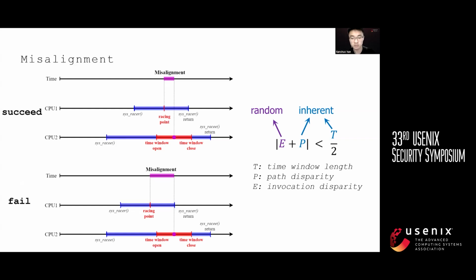This inequation explains why a bug with a larger time window is more prone to triggering. It's because the time window length and the path disparity are inherent to the bug context, while the invocation disparity is a random value. So the larger time window can increase the likelihood for the inequation to hold.